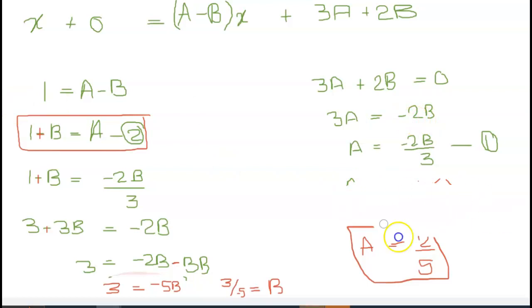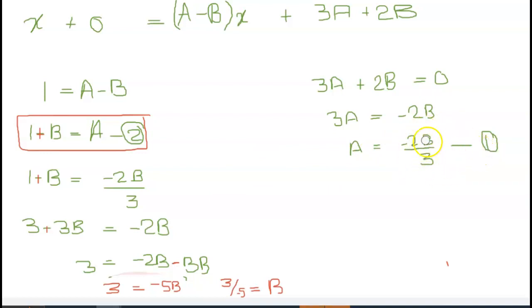Just going to rub that one out and do it again better. So 3a is minus 2b, so a is minus 2b over 3. I divide that by 3. Now once I got that bit, that's the value of a.